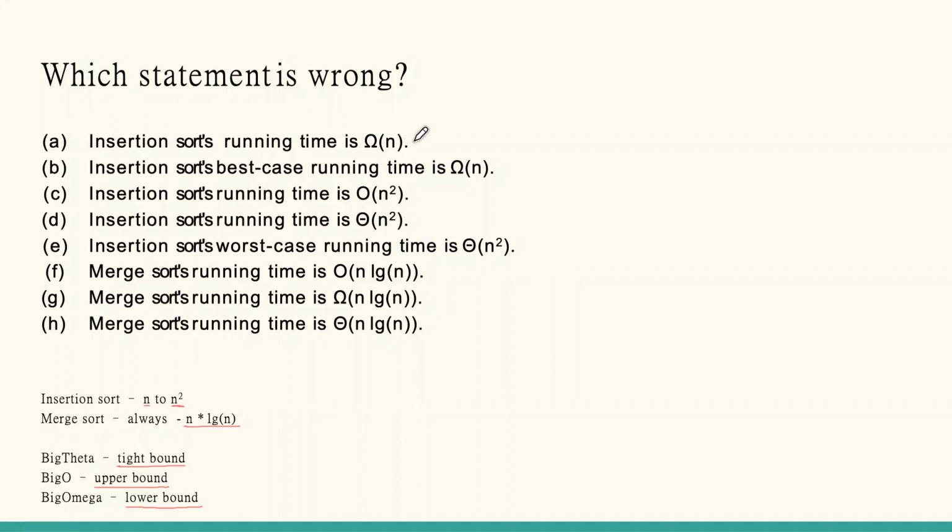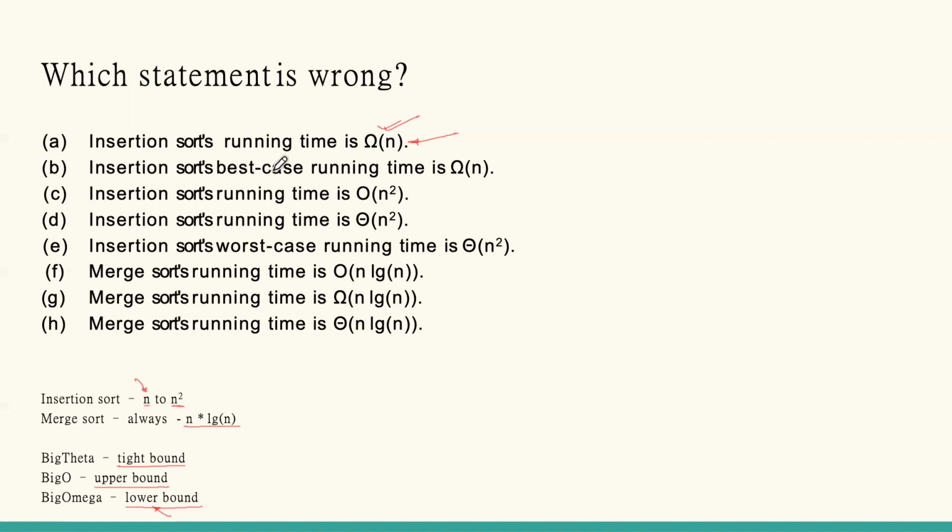Insertion sort's running time is big omega of n. So big omega is a lower bound, right? And what this statement is saying is that the best case running time of insertion sort is big omega of n. So this is true because we know that insertion sort ranges from n to n squared. So insertion sort's running time is big omega of n. This is a true statement.